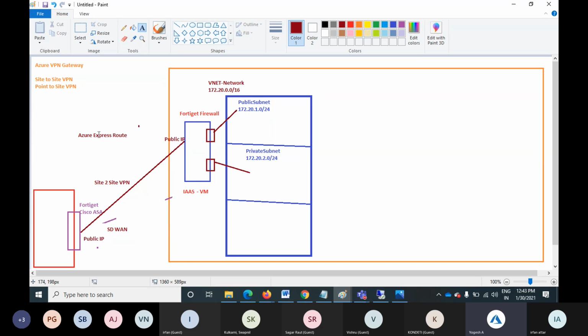When you use ExpressRoute, it is dedicated connectivity, and that connectivity is provided by your Tata or Airtel in India. So this is the dedicated connectivity between on-prem and cloud, which is very secure compared to site-to-site VPN.